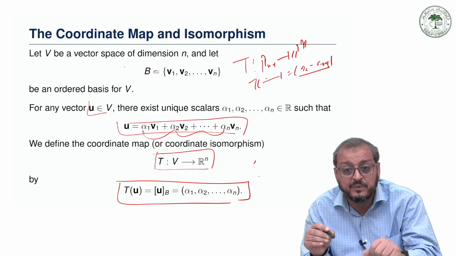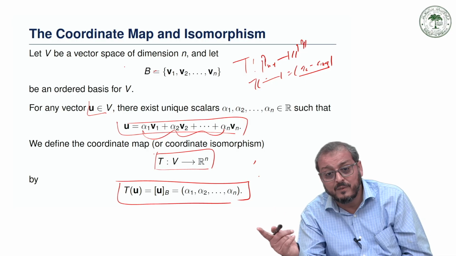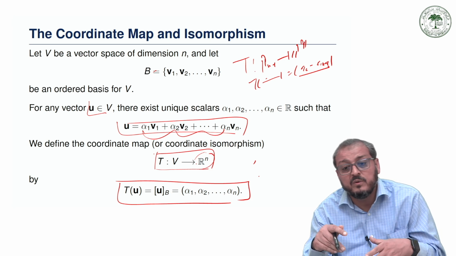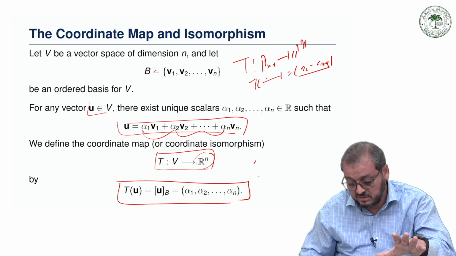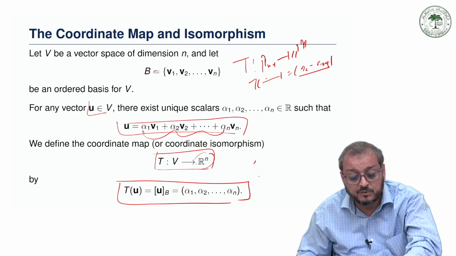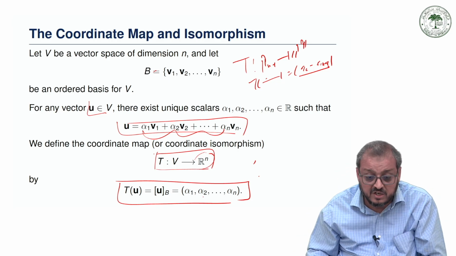We have V with an ordered basis, and we define a map from the vector space V to R to the power n. The image is an element of R to the power n, the coordinates of the element with respect to this basis. So, corresponding to this ordered basis we have these coordinate vectors. So, T of u is defined as this coordinate vector.